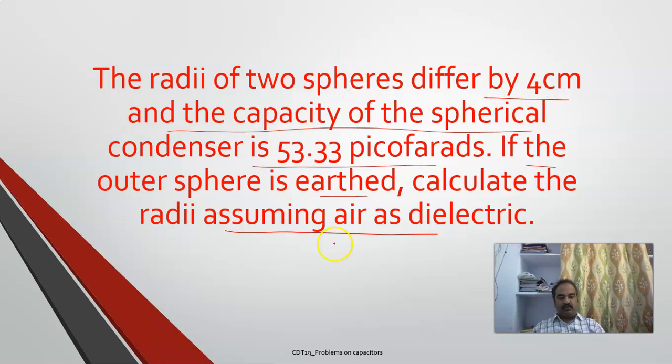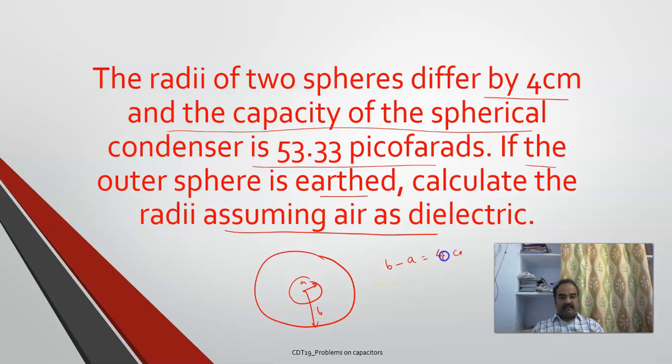See, radii of two spheres, which means there is a spherical capacitor. I'll take this one as A, I'll take this one as B. What they are saying? B minus A is 4 centimeter, and the total capacitance is 53.33 picofarad, which is 10 to the power of minus 12 farad.